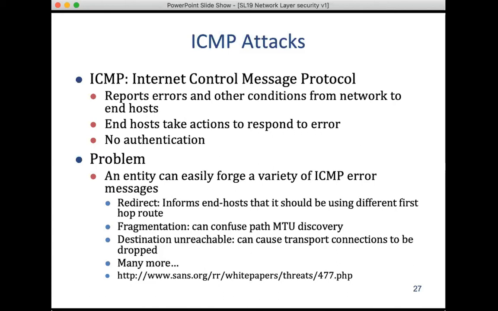For example, somebody is sending IP packets at a very fast rate and there's congestion in the network. Then a router in between may send the information back to the source that there is congestion, such that the source node will reduce the rate of transmission.